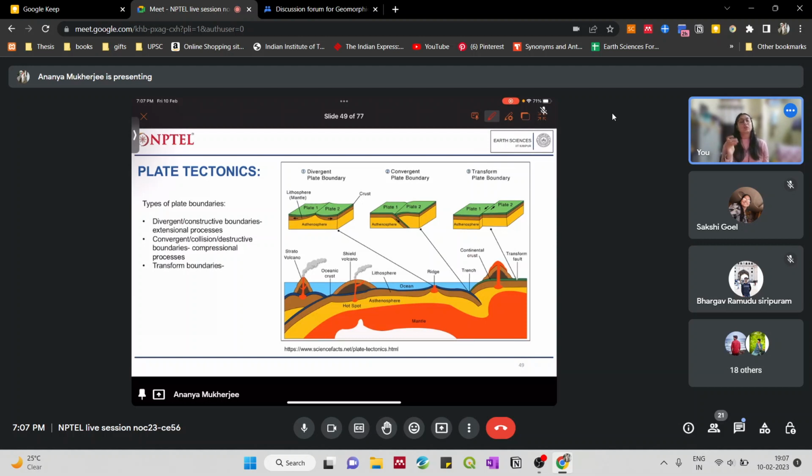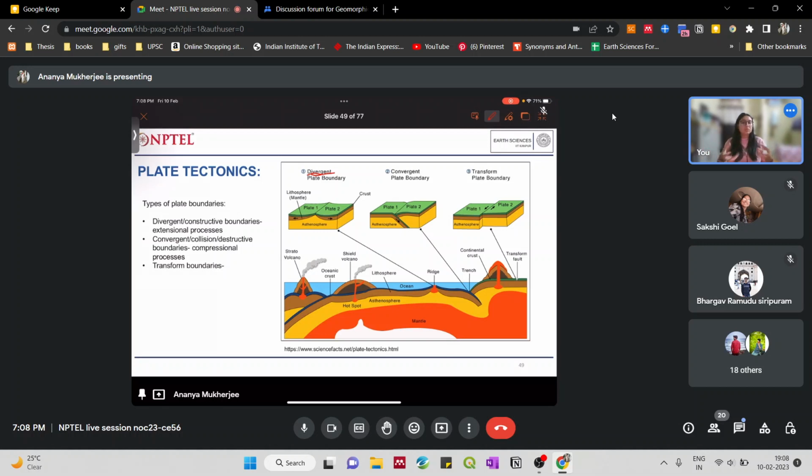Now we come to the different kinds of plate boundaries. You have three: one is divergent, you have convergent, and you have transform. Divergent is also called the constructive plate boundary. Why constructive? Because that is where the earth's crust is building up, new crustal material is getting built up.